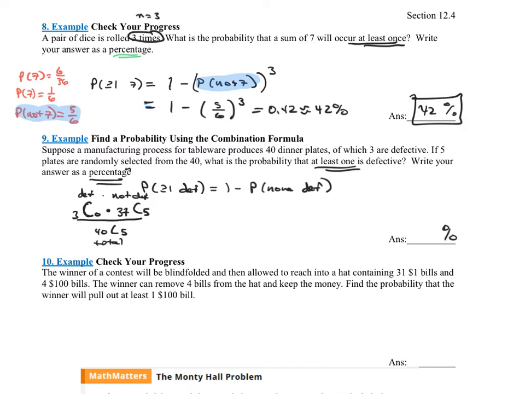So I need to do 3 choose 0 times 37 choose 5 all over 40 choose 5. One thing I want you to notice is when you do this, when you add those first numbers together, you have to get the total of the first number in the denominator. And when you add the second numbers together, you have to get the total of the second number in the denominator. Make sure you're using the same sets.